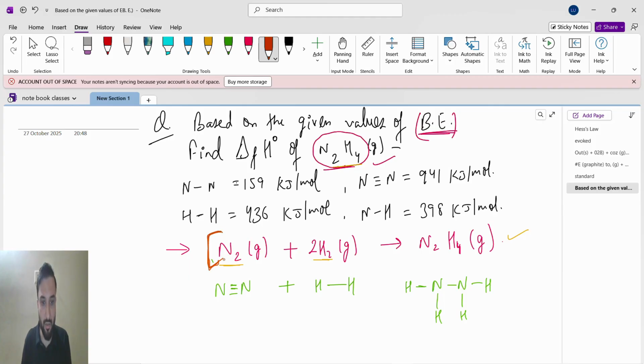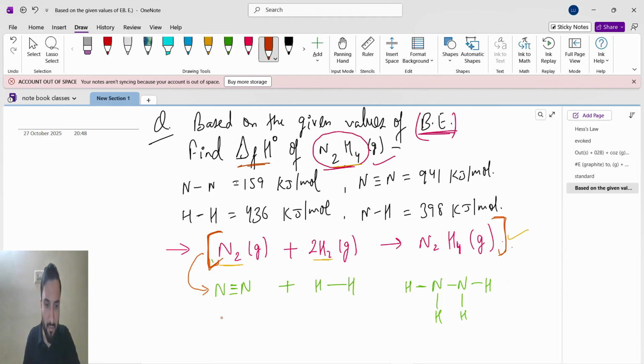First we have to write down the process, which means first we have to write down the reaction, because we have to do the formation. After writing the reaction, we have to write this in a bond form, like this.